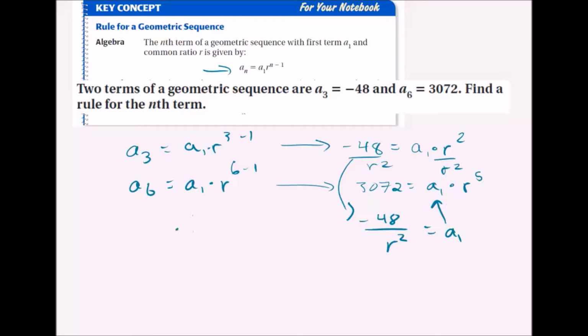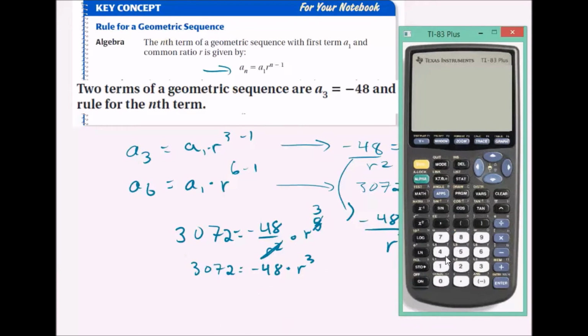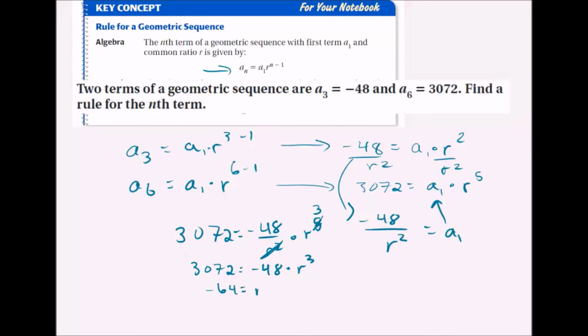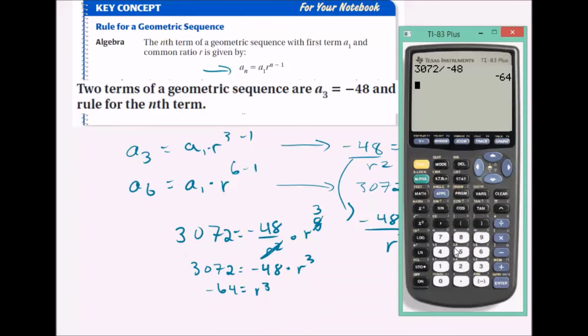I know I'm running out of space, but I'll write it over here. 3072 equals, remember I'm substituting in, negative 48 over r squared times r to the 5th. At this point we can cancel. We'll take two of those away and change this to 3. So we have negative 48 times r cubed. Divide by negative 48 on both sides. Negative 64 equals r cubed. Take the cube root of both sides.